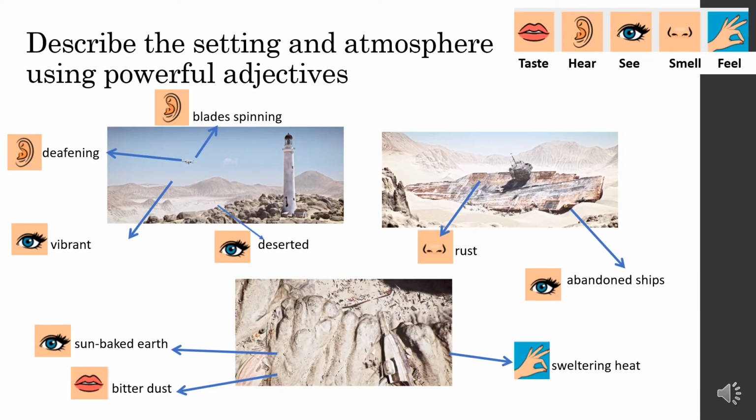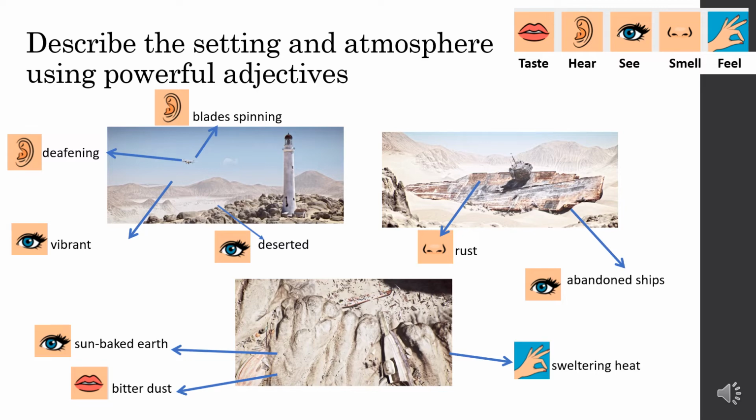Now you have watched the first 2 minutes of the video, you will describe the setting and atmosphere using powerful adjectives. This will be written in third person. You can give the character a name, but the main focus is the setting. Because we are describing the setting, it helps to use our 5 senses so the reader can picture the scene and to help build their imagination. In the corner we have taste, hear, see, smell, and feel.